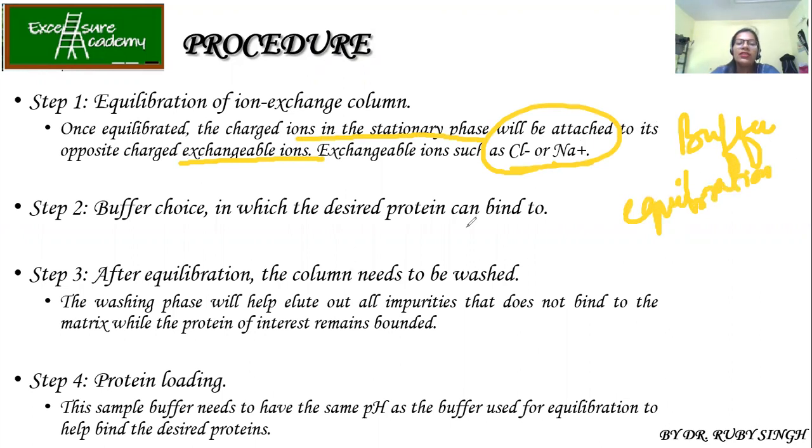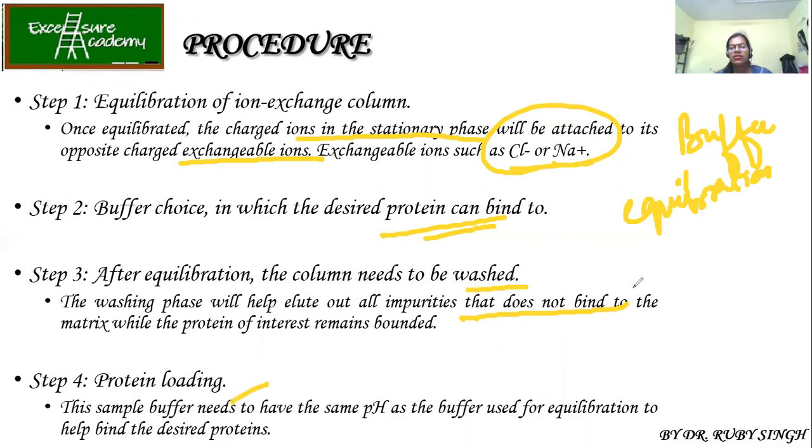Now, buffer choice depends on the proteins to which it can bind. So after equilibration, the column needs to be washed. Wash means, when you're making all this preparation of the slurry and putting it into the column, there are chances that impurities will be present. And I don't want those impurities to come into the protein. So what will I do? I'll keep on washing till all the impurities are washed away.